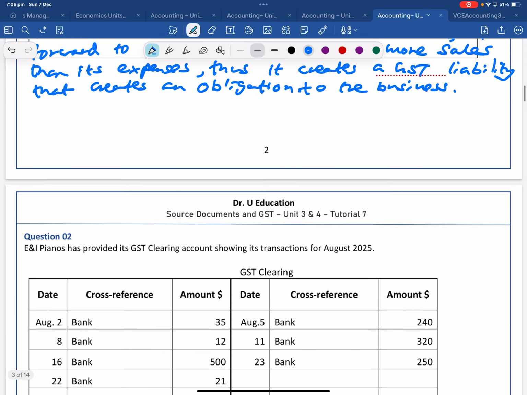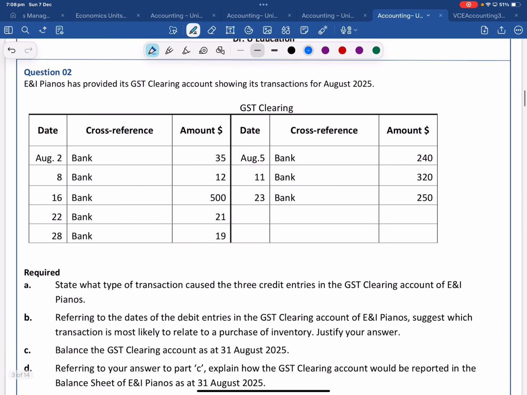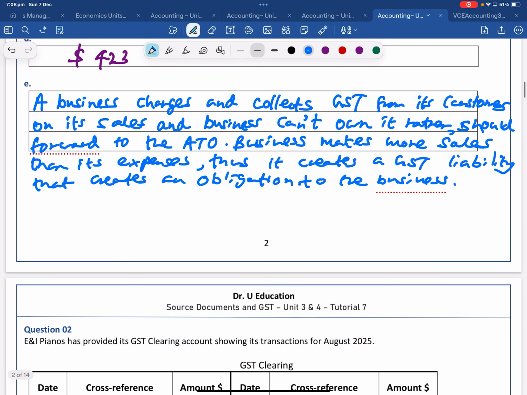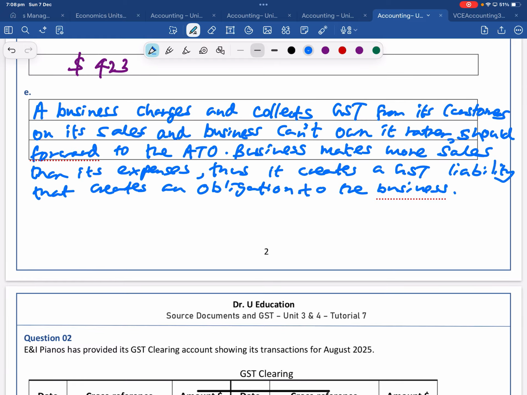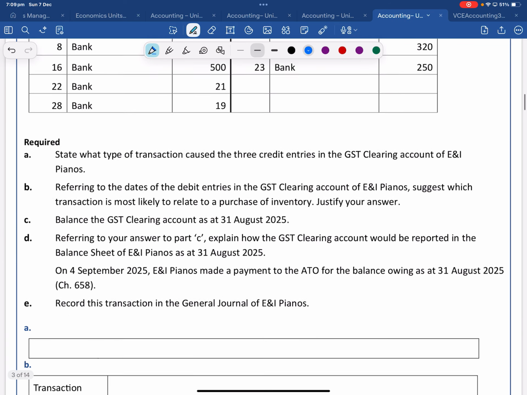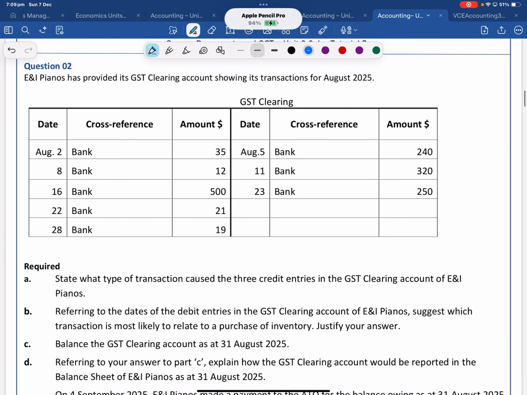Okay, guys. Question number 2, GST clearing. State what type of transaction caused the 3 credit entries in the GST clearing account of ENI Pianos.